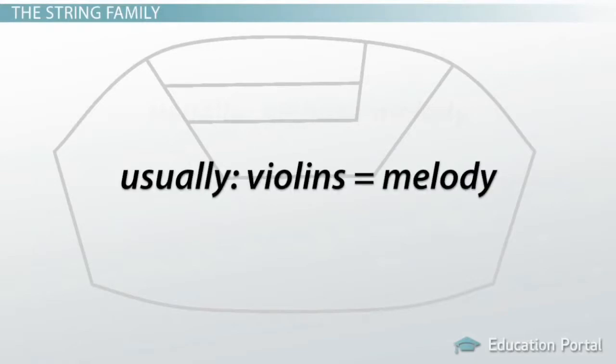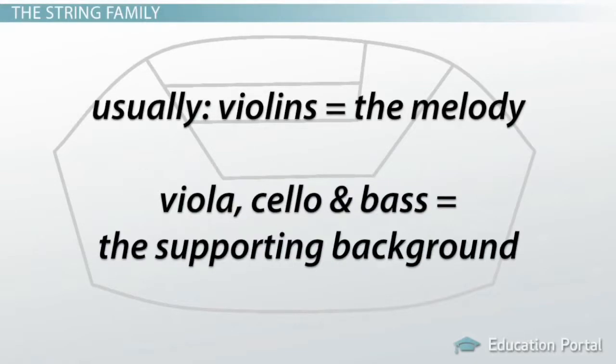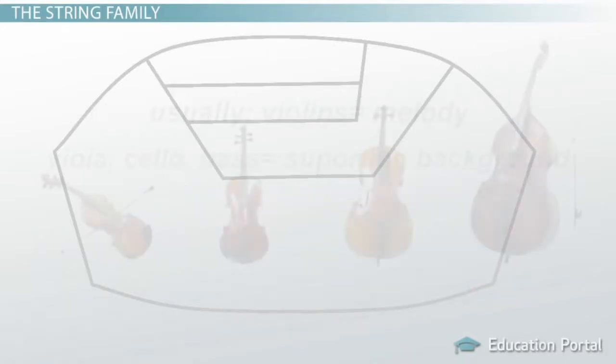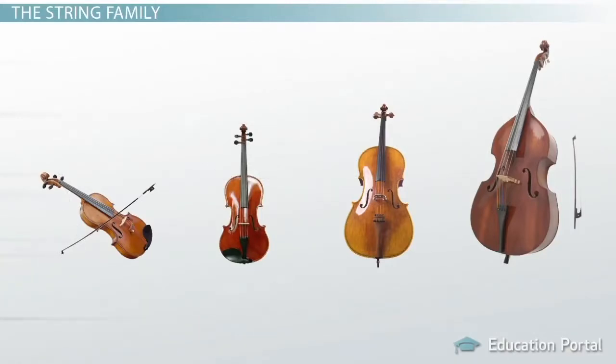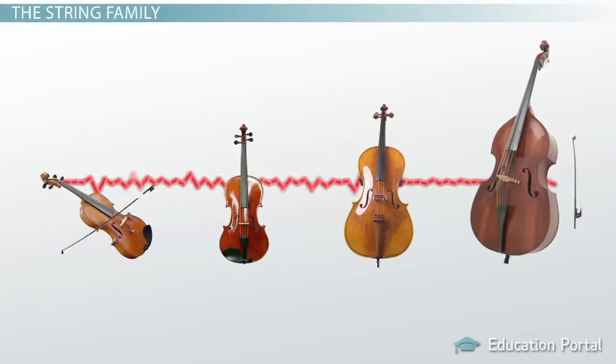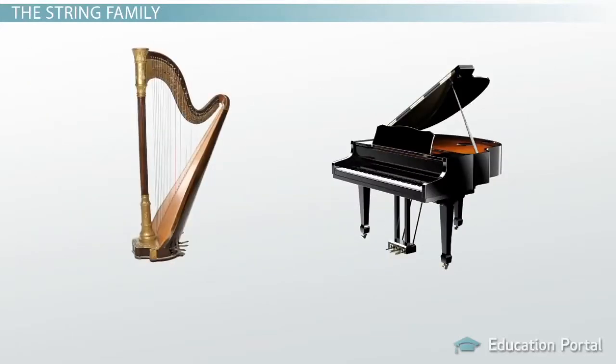A very common arrangement would have the violins playing the melody, and the violas, cellos, and basses playing supporting roles. This is not always the case, but it's important to know. These instruments are some of the oldest instruments made for the modern orchestra, and some early orchestral music is even written solely for this section. Lastly, the harp and the piano are sometimes included in the string family, just depending on the time period when the music was being played.